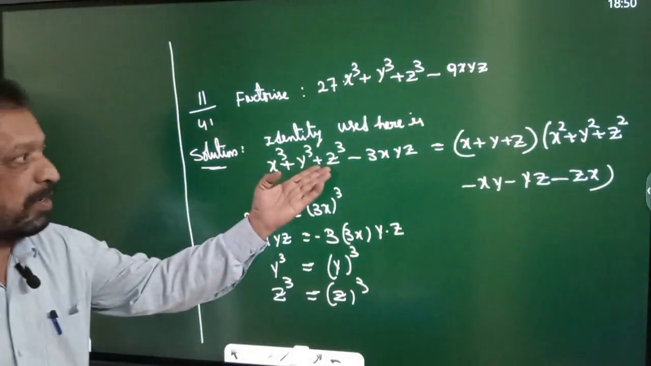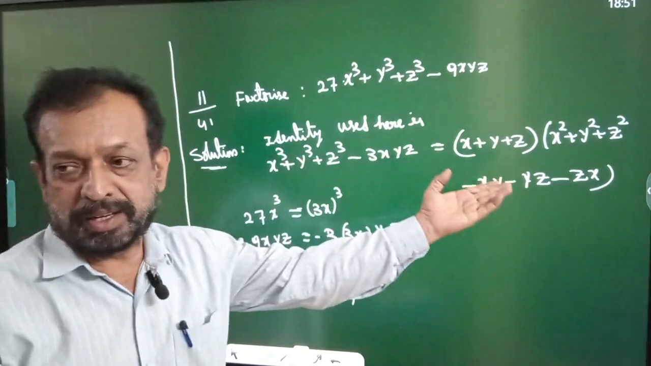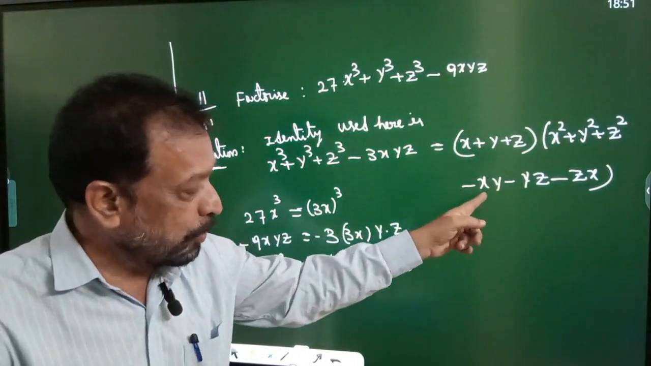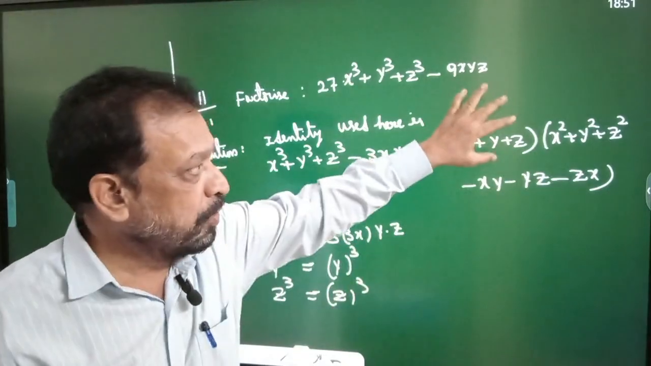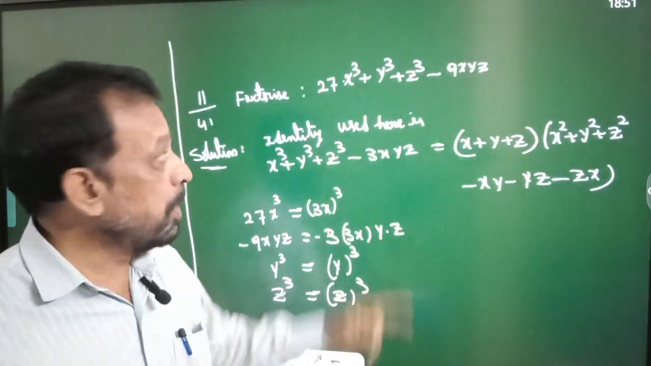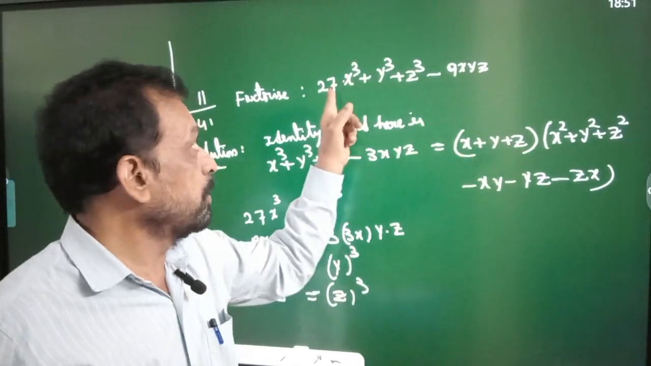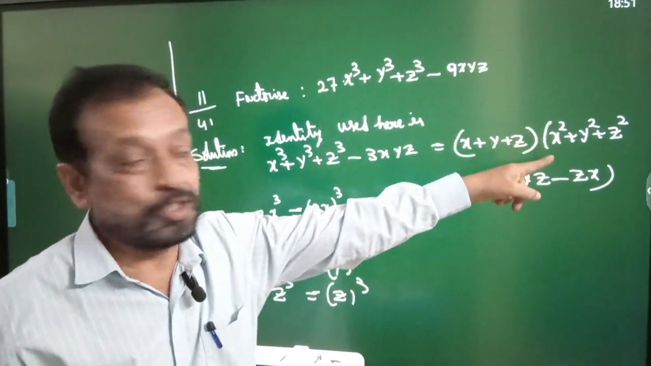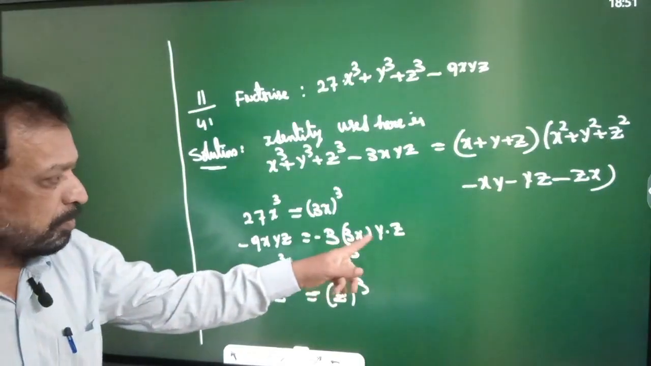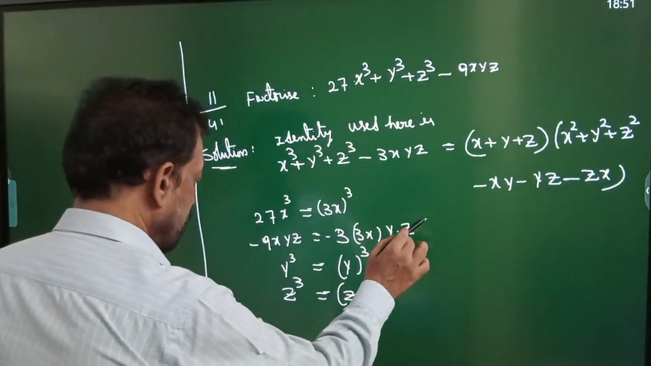This is the identity formula. They have to give the question. How many factors are required? Two factors. What are the factors? x plus y plus z and x square plus y square plus z square minus xy minus yz minus zx. These are two factors. But in place of x, what do you have to write? You have to write 3x. In place of y, you write y only. In place of z, z only. x square means 3x whole square, that means 9x square. Same thing. This is y cube, z cube.